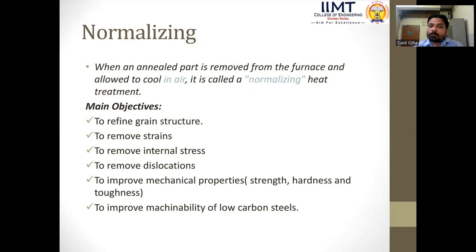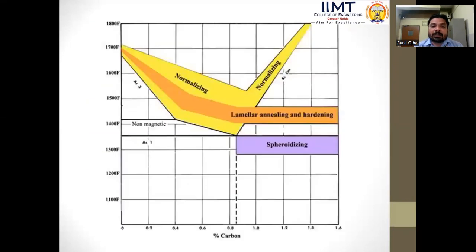The main objective of the normalizing process is to refine the grain structure, to remove the strains, to remove the internal stresses, to remove the dislocations in the material, to improve the mechanical properties like strength, hardness, toughness, and to improve the machinability of low carbon steels. So these are some main objectives of normalizing. You can see here time, in the phase diagram there is temperature and carbon percentage. These diagrams show normalizing, annealing, and spheroidizing, different types of heat treatment processes in the phase diagram.